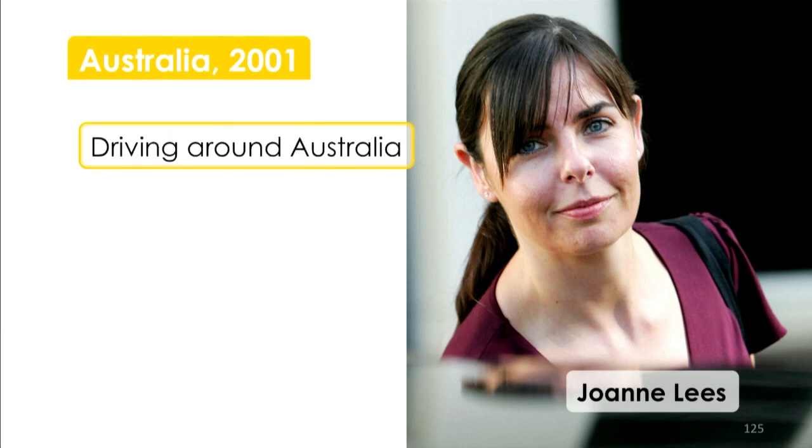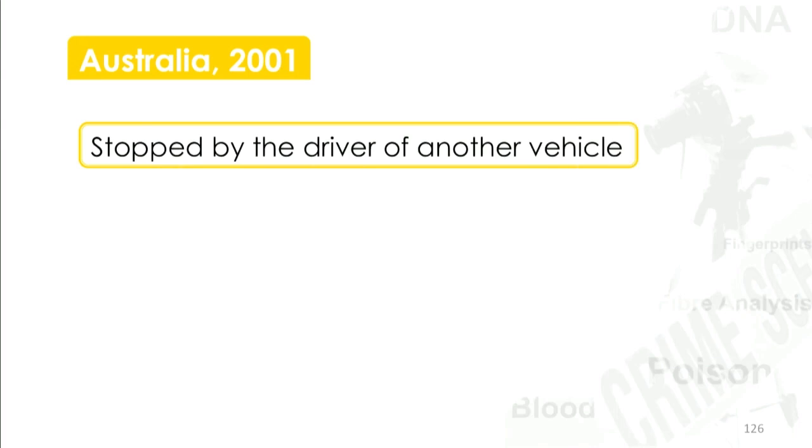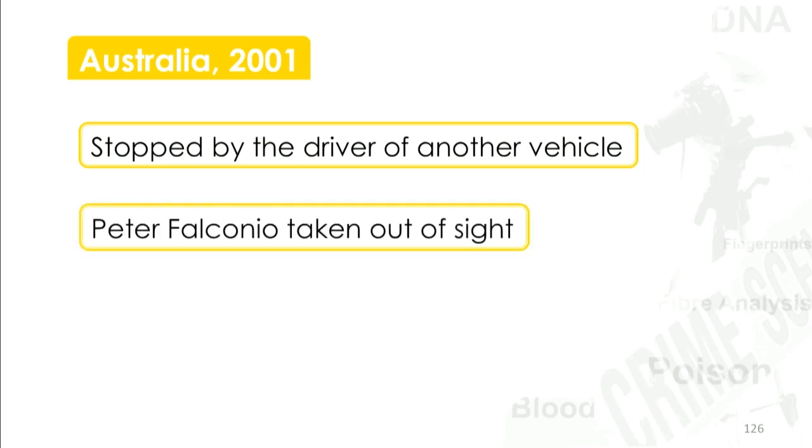So we'll conclude this lecture with the case of Peter Falconio and Joanne Leese. And they were a couple who were touring Australia back in 2001, and they got themselves a camper van and they were driving around Australia. And their journey took them through the very sparsely inhabited Northern Territory. And as they were driving along through the Northern Territory, they were stopped by the driver of another vehicle. And the man in the other vehicle went off out of Joanne's sight with Peter. She then heard a shot.